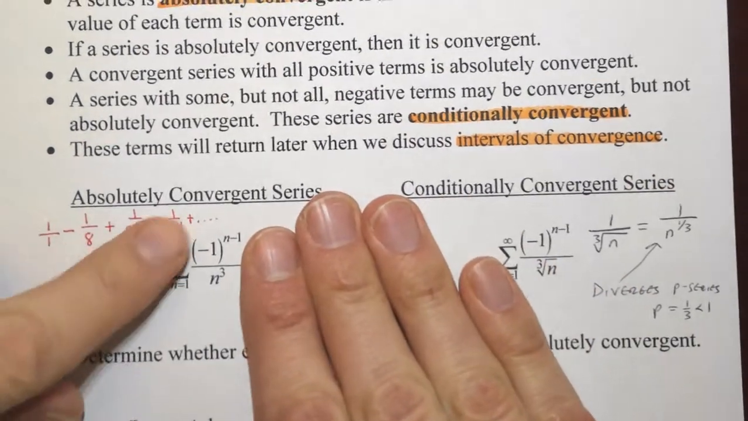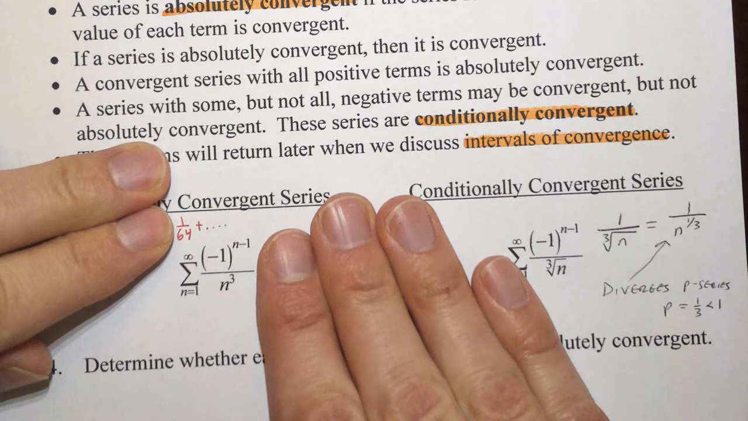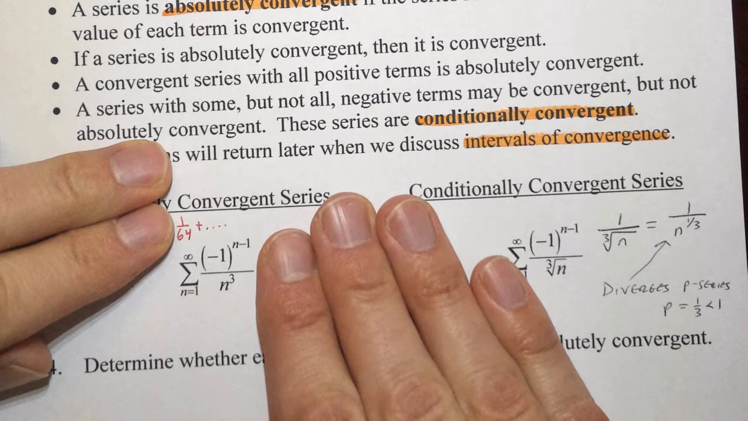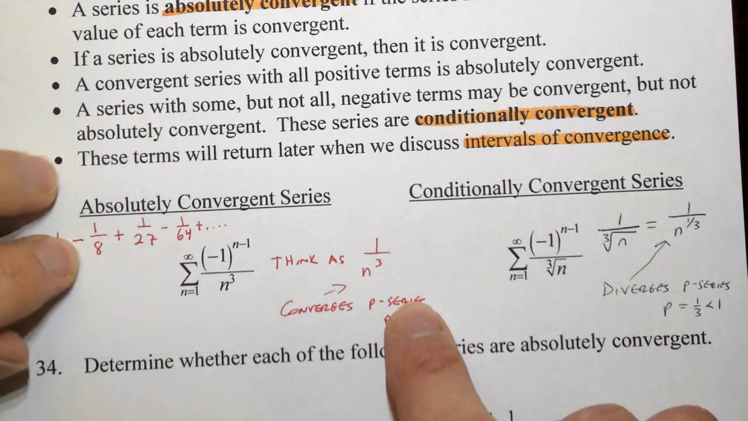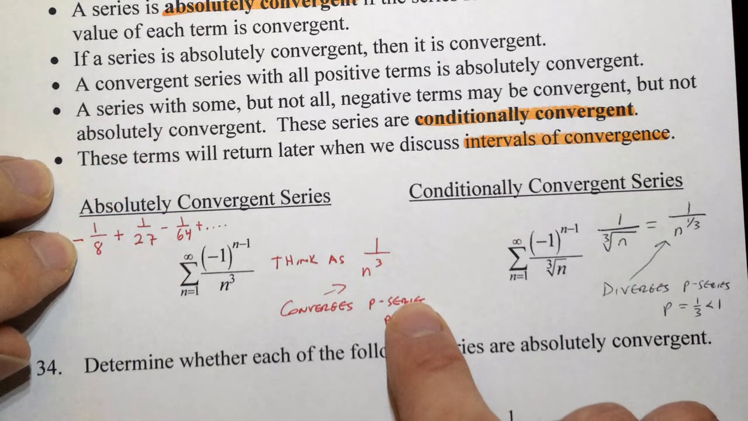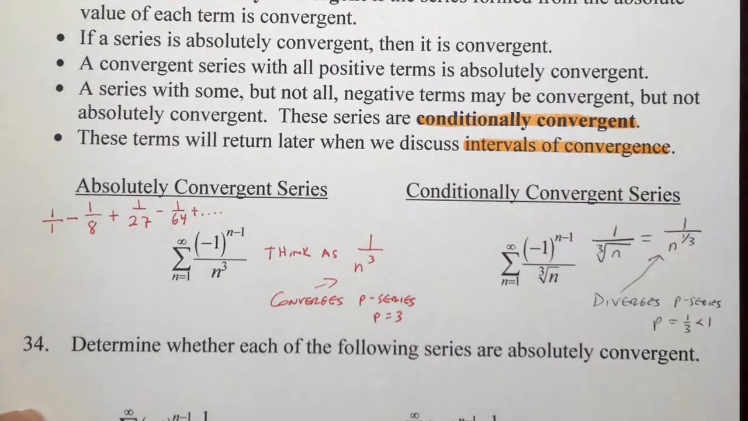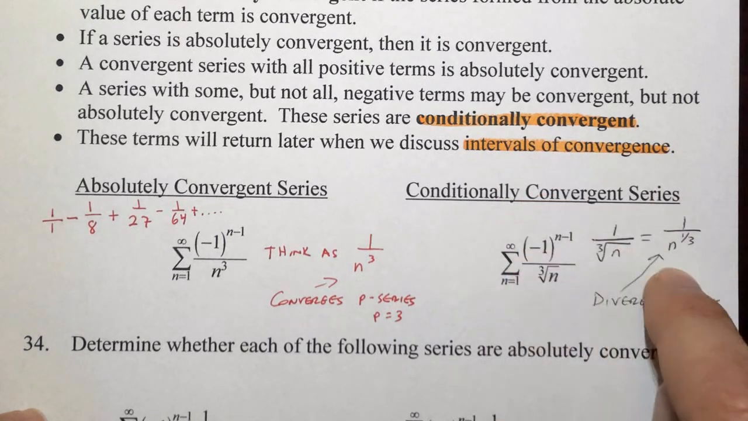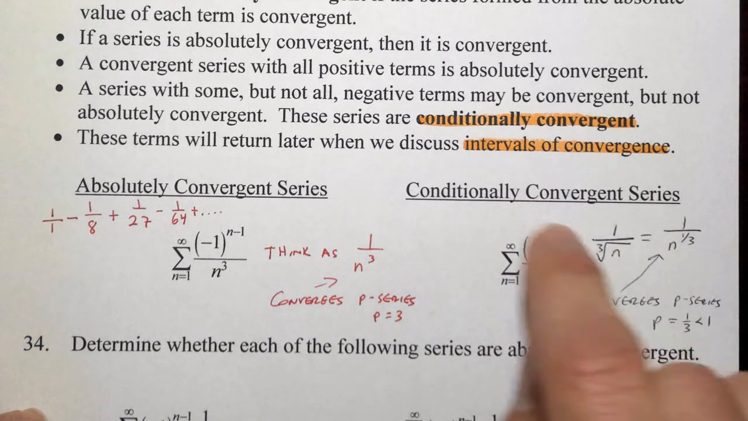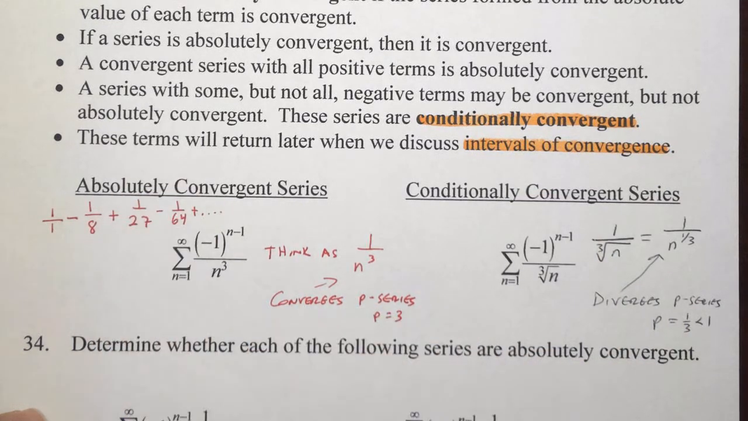Okay, over here, this series also converges by the alternating series test. When we look just at the positive terms, we get a p-series which converges. So it is absolutely convergent. In essence, if we take away the negatives, it will still converge. If we take away the negatives over here, the series will no longer converge. So if we take away the negatives and the series no longer converges, it's known as conditionally convergent. If it still converges, then it's known as absolutely convergent.